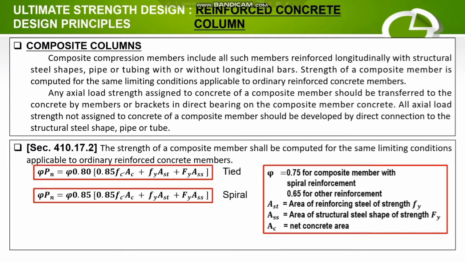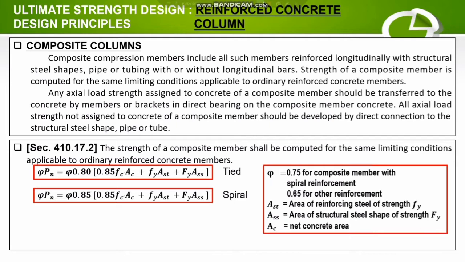For composite columns, composite compression members include all such members reinforced longitudinally with structural steel shapes, pipe, or tubing, with or without longitudinal bars. The strength of a composite member is computed for the same limiting conditions applicable to ordinary reinforced concrete members. Any axial load strength assigned to concrete of a composite member should be transferred to the concrete by members or brackets in direct bearing on the composite member concrete. All axial load strength not assigned to concrete of a composite member shall be developed by direct connection to the structural steel shape, pipe, or tube.